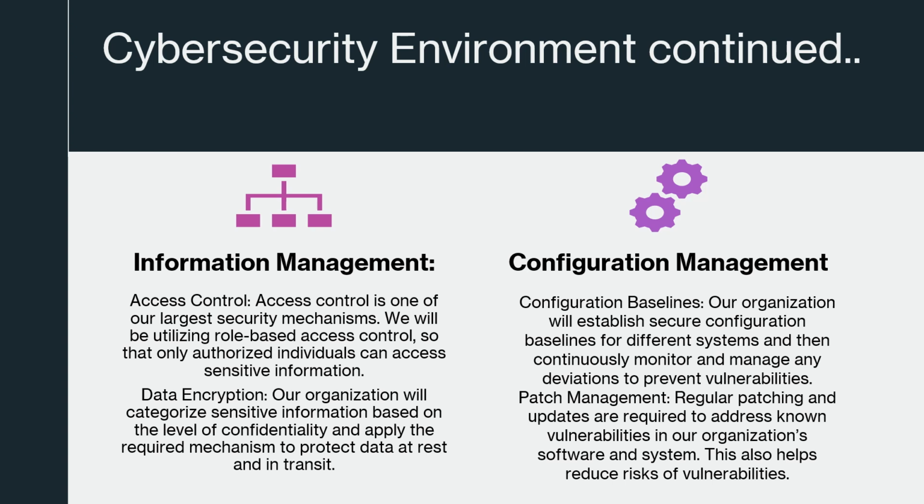Next is information management and configuration management. Some of the methods for information management we will be using are access control and data encryption. Access control is one of our largest security mechanisms. We will be using a role-based access control, so only authorized individuals can access the sensitive information. For our data encryption, our organization will categorize sensitive information based on the level of confidentiality and apply the required mechanism to protect that data, both at rest and in transit.